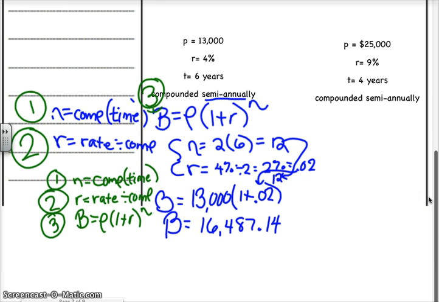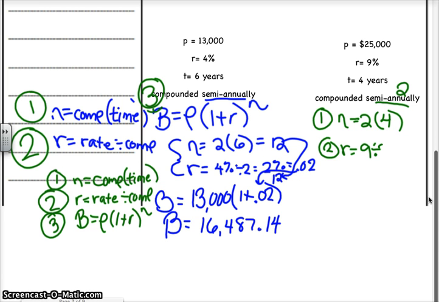All right, according to my little steps here, this next example, first determine my N. My N is equal to my compounds. What's semi-annual mean? How many? 2. So 2 times my time is 4. My second thing I'm figuring out is my rate. My R is equal to my interest rate, 9, divided by 2, which is 4.5%, which is 0.045. And 3, I plug in.